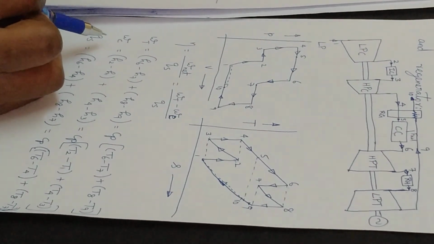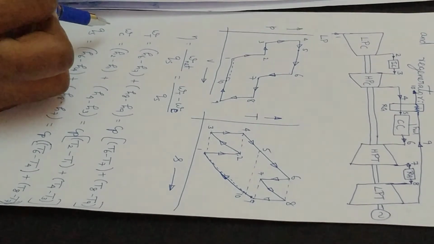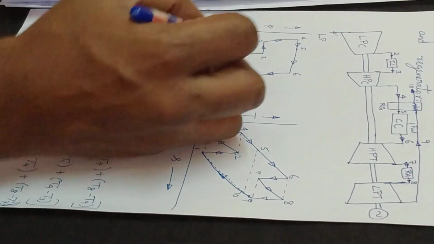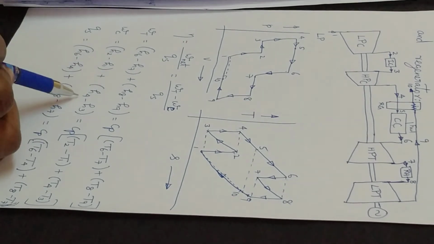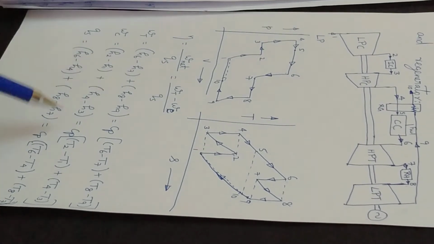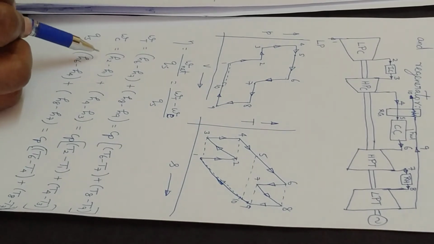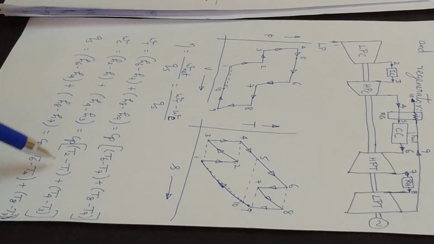Similarly, the total work input required to run the compressors is H2 minus H1 plus H4 minus H3. This we can show in terms of temperatures as Cp into T2 minus T1 plus T4 minus T3.